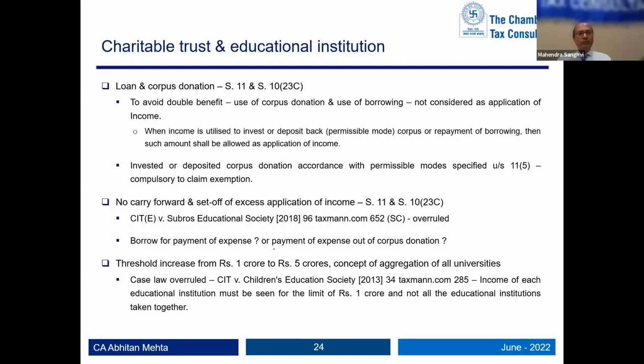A good thing, for example, is that if you are repaying a borrowing, not getting that as an application of income is a difficult one. So this helps both sides, but broadly it helps. Second, which one doesn't understand why it is done so, but no carry forward and set off of losses.